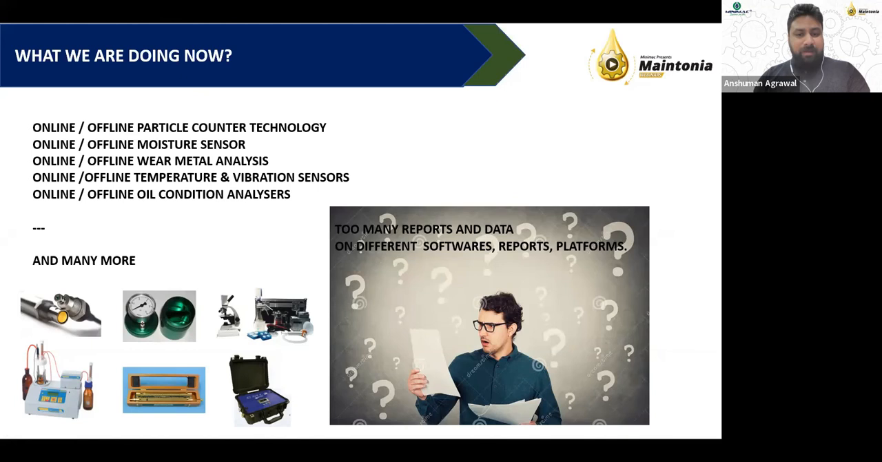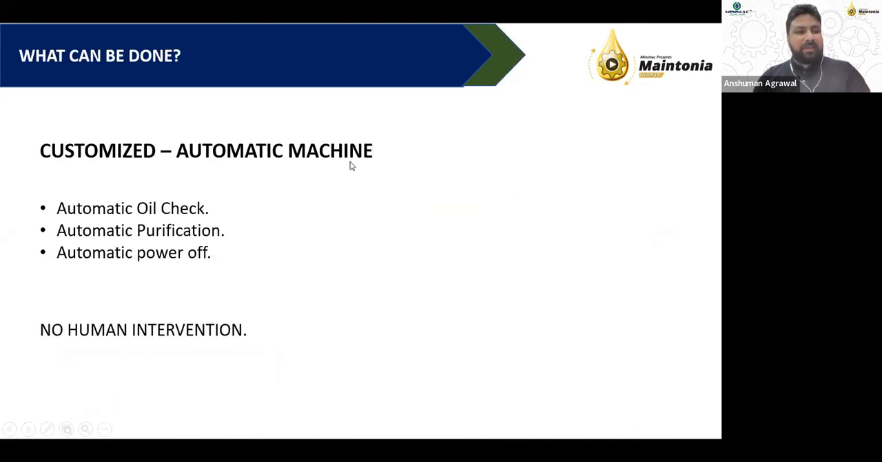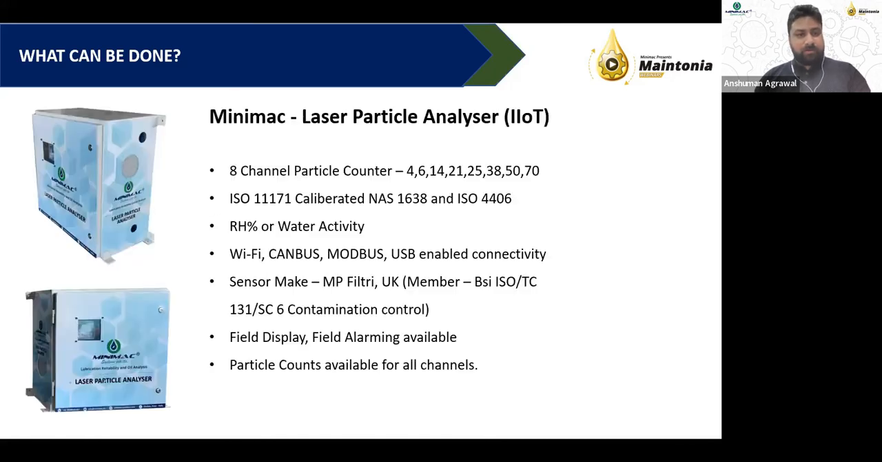So this is what is happening right now, and we are all confused. So that's the area where we can have the IIoT, because when IIoT comes in, it would have an automatic check over the oil purity levels. It would have an automatic purification activity which can be implemented, and it can also have an automatic power off if there is any situation of emergency for your equipment. So we are talking about something which is totally automatic, where no human intervention would be there.